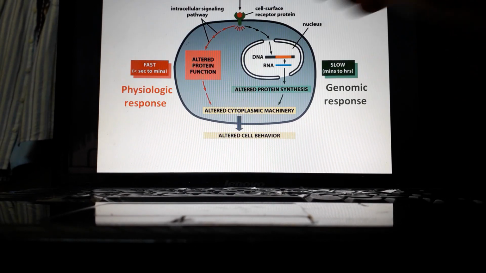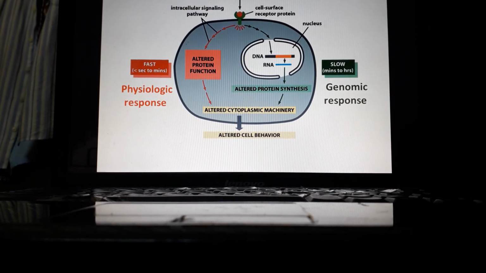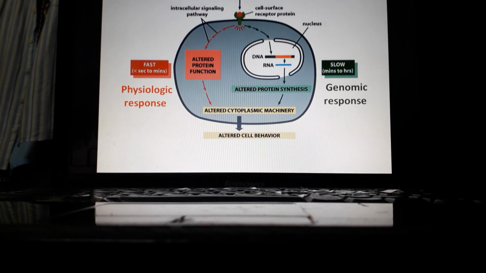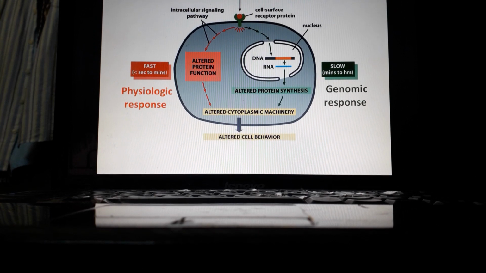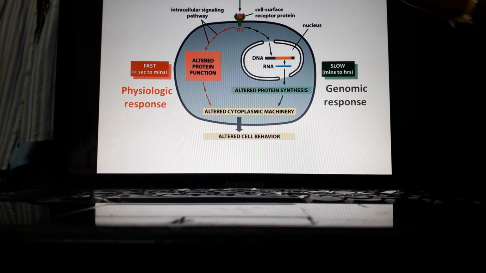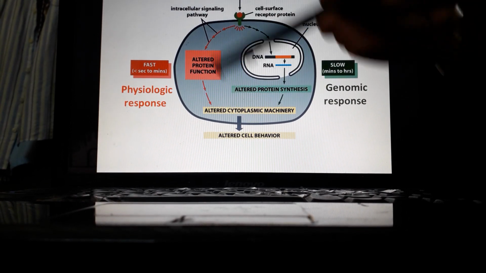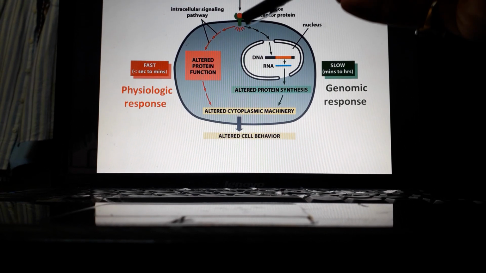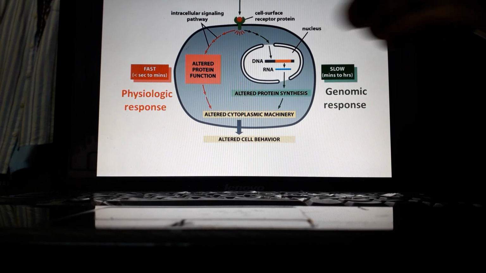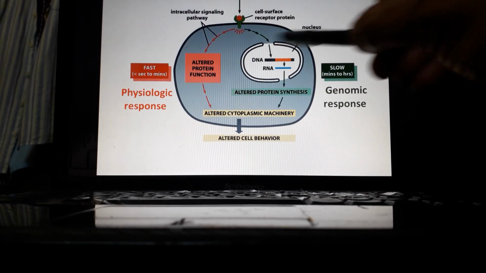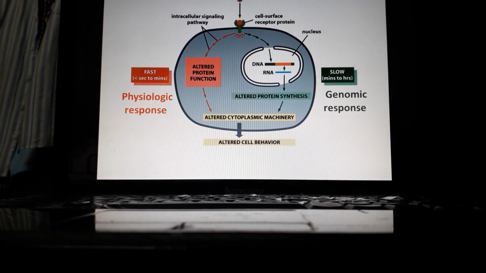These two responses are basically different regarding the mechanistics, or the entire kind of response that a cell is evoking as the signal binds to the receptor. Now, what are these two kinds of responses? Let us look into these two responses.